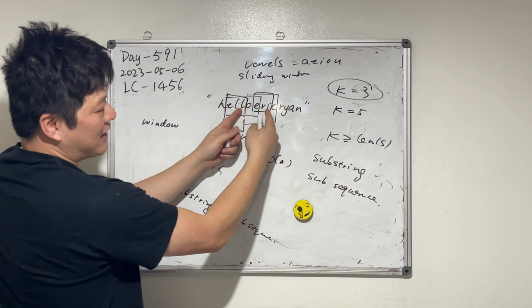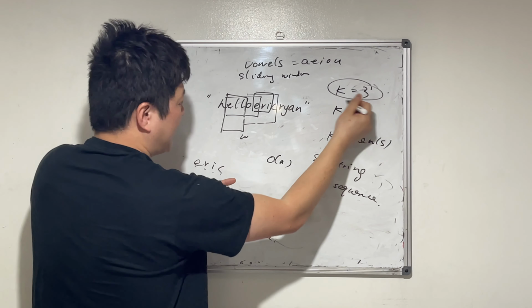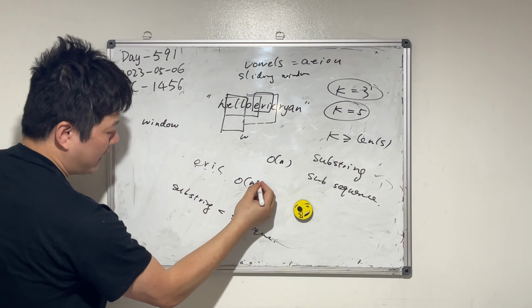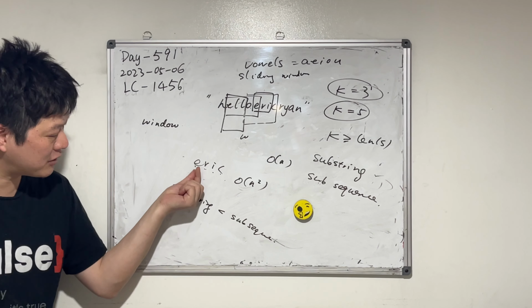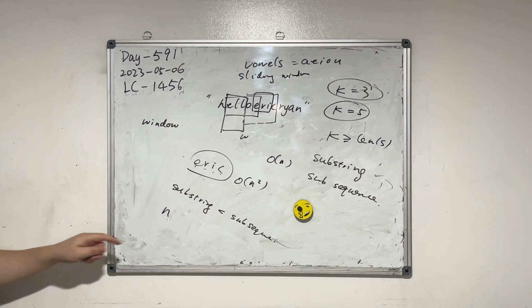So you can brute force these. You can brute force this substring which is size of k. Usually the number of substrings of different sizes is O(n squared), right? How many substrings here? If the size is n, how many substrings?